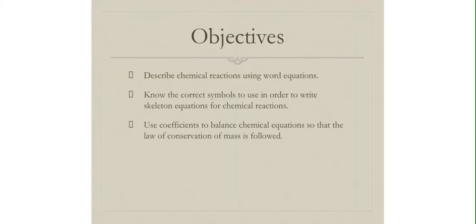So at the end of this video, you should be able to describe chemical reactions using word equations. You should know the correct symbols to use in order to write skeleton equations for chemical reactions. And you should be able to use coefficients to balance chemical equations so that the law of conservation of mass is followed. I mean, you probably know how to do all of these things, but I'm just putting some nice, big, fancy words behind it. When I walk through it, you'll see what I'm talking about.